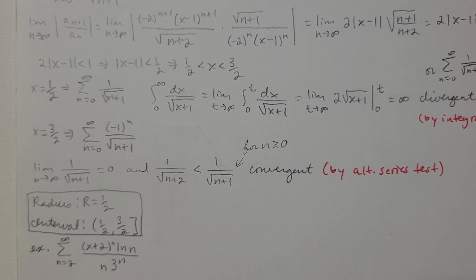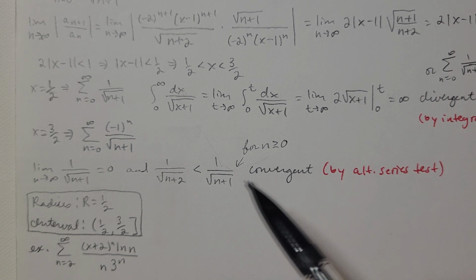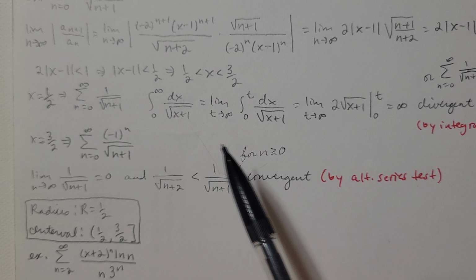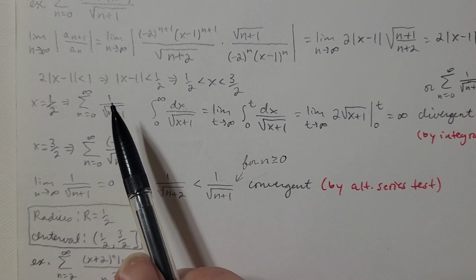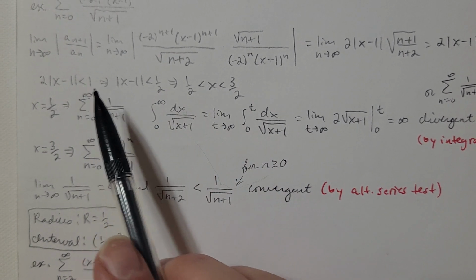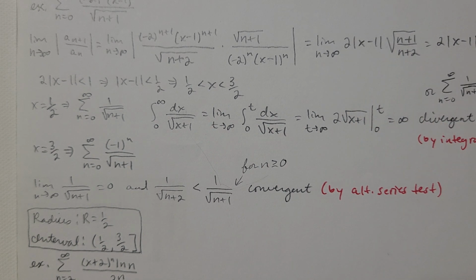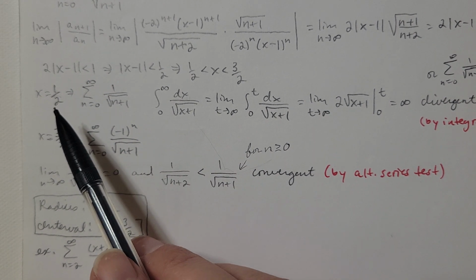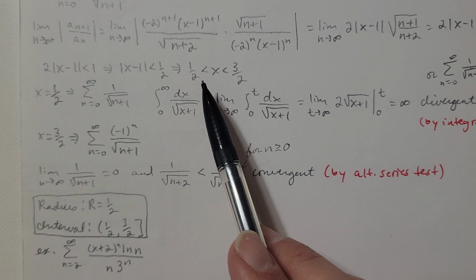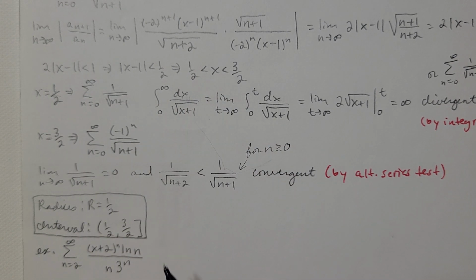The reason why I'm saying that is because I have students that don't check the endpoints, and then they lose points for problems like this. You have to check the endpoints, right? Because the ratio test is only convergent when you're less than 1, and it's divergent when you're bigger than 1. It's inconclusive when you're equal to 1. Okay? So let's see what's happening when x is 1/2 and when x is 3/2.